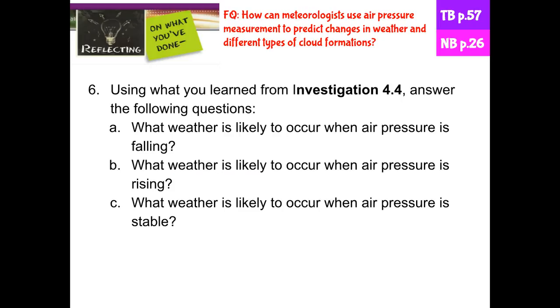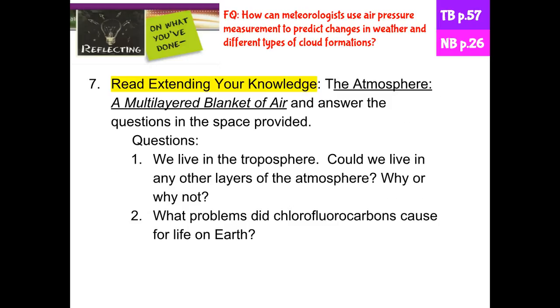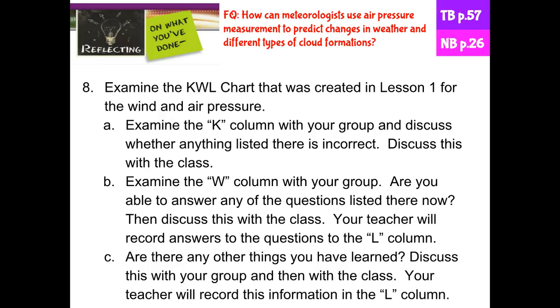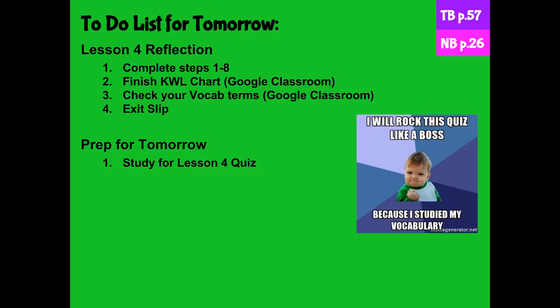Step 6 is you're going to use what you learned in investigation 4.4 to answer the following questions about air pressure. Step 7, you're going to read Extending Your Knowledge, the atmosphere, a multi-layer blanket of air, and answer the questions there. And step 8, you're going to revisit the KWL chart that would be on your Google Classroom site and do the KWL for lesson 4.